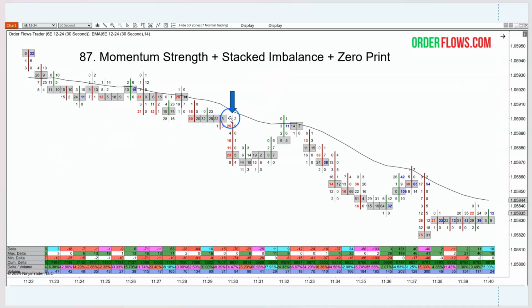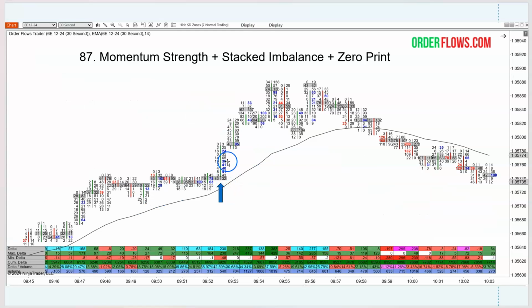Okay, so momentum, obviously, trading below the moving average, stacked selling imbalance, 0 print. Okay, so if you see a stacked selling imbalance, stacked buying imbalance, does the bar have a 0 print? Where are we trading relative to momentum? Stacked buying imbalance, 0 print. Where are we trading relative to momentum?